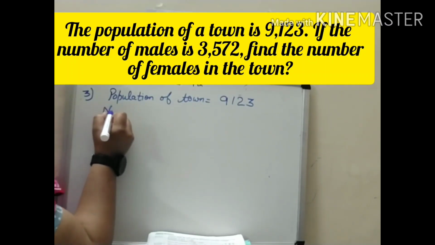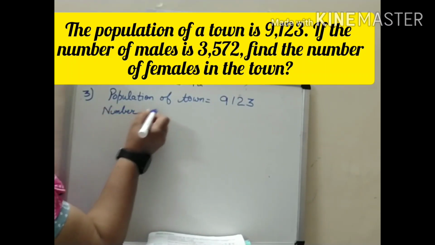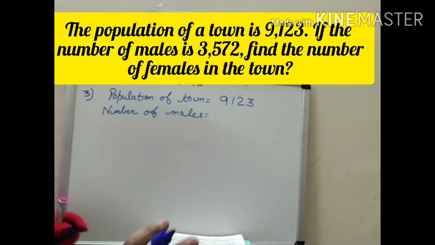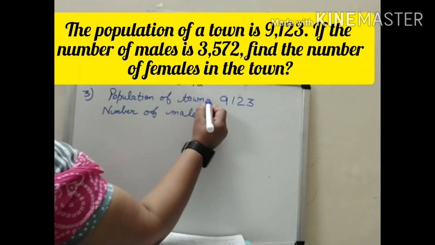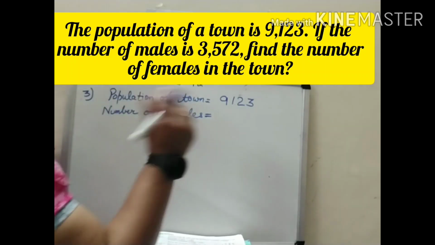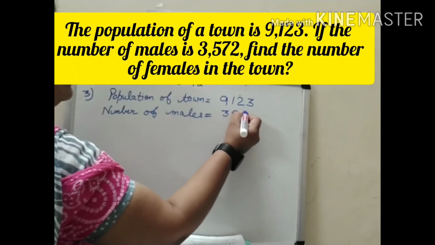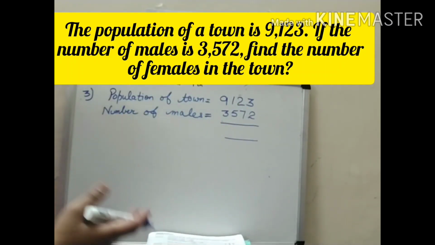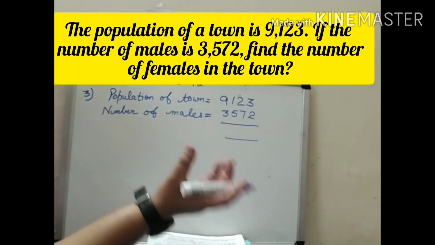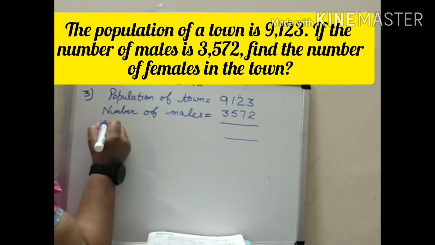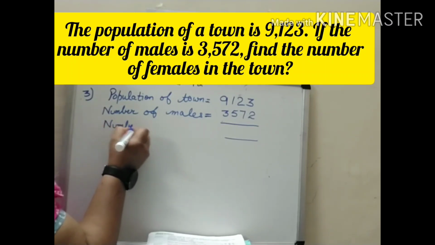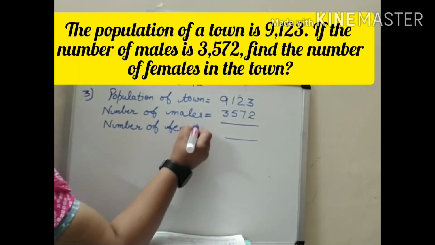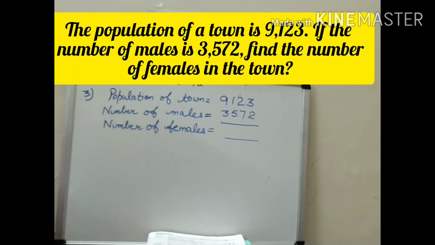Then number of males. Okay children, you can think like this. If in your class there are 9 children, which is not possible, I am just taking a small number to make the concept clear to you. For example, in your class there are 9 students and the number of boys is 3. How many girls will there be? Number of males is 3. How many females will there be? 9 minus 3, 6. So this is a question of subtraction.